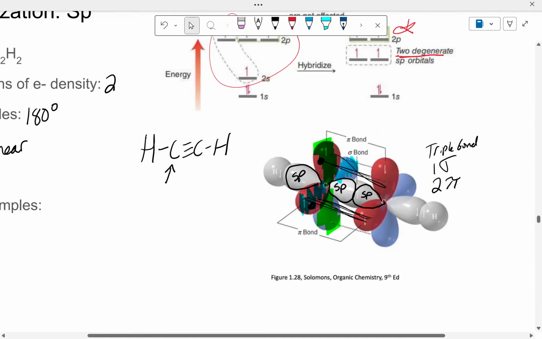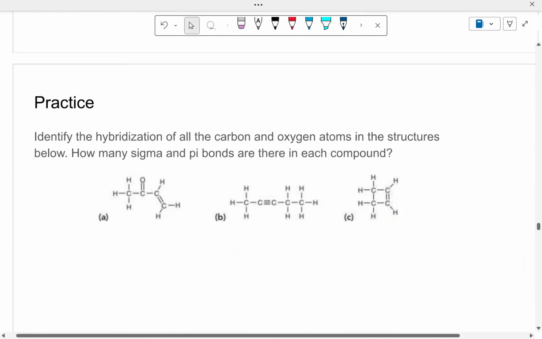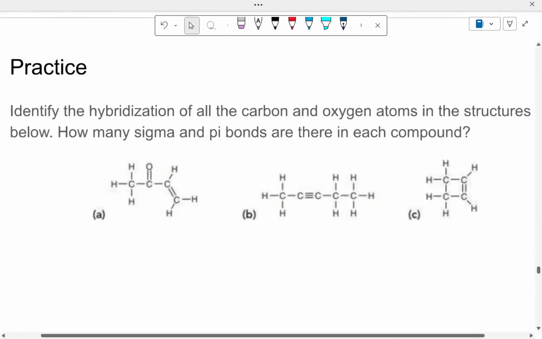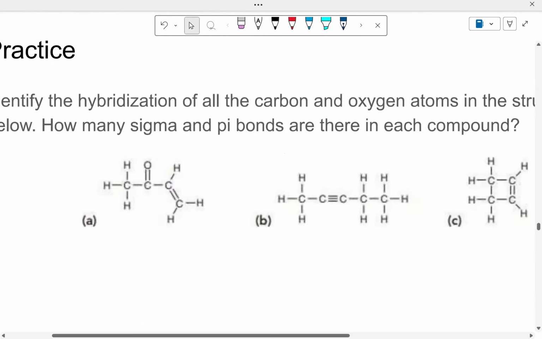So let's put all of this into practice. For each of these, we're going to identify the hybridization of all the carbon and oxygen atoms, and then we're just going to count up sigma bonds and pi bonds. So let's take a look at letter A here, and we'll start with this carbon. When it comes to identifying a hybridization, it's as simple as counting the regions of density around it. There are 4 regions of density around that carbon, so it's sp3 hybridized.